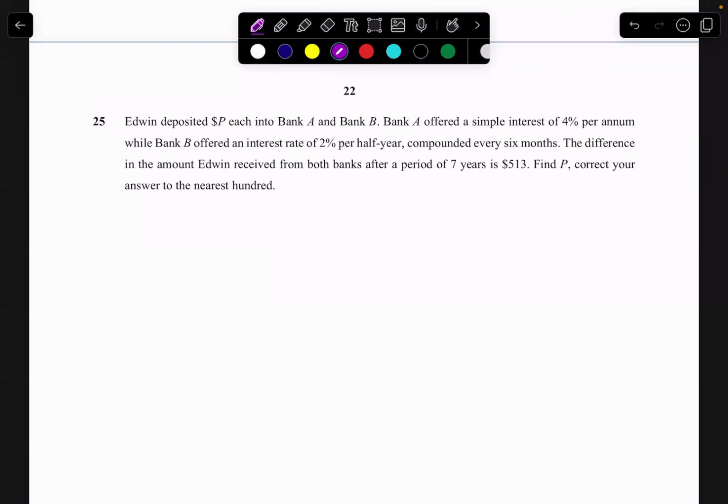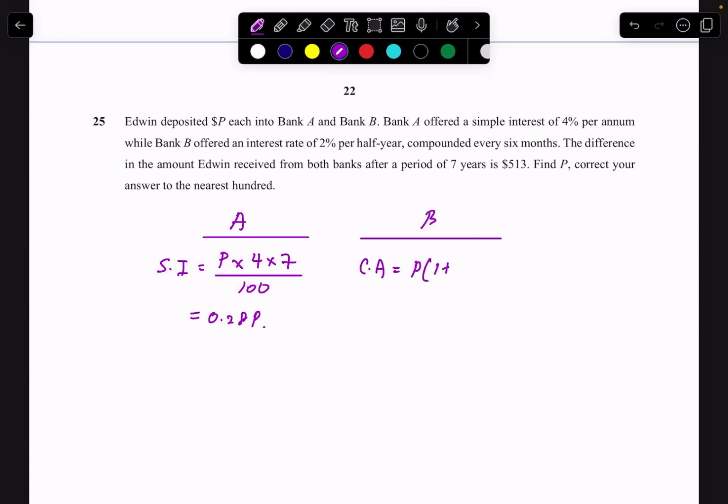So let's look at A and B. For Bank A, we have simple interest. Simple interest equals P times 4 times 7 over 100, so we get 0.28P. Now let's look at Bank B. Compounded amount equals P bracket 1 plus 2% per half year, compounded to the power of 14. So that gives 1 plus 2 over 100 to the power of 14, which is 1.31947. But this is the compounded amount, so I need to minus 1. So 1.31947 minus 1 equals 0.31947P.